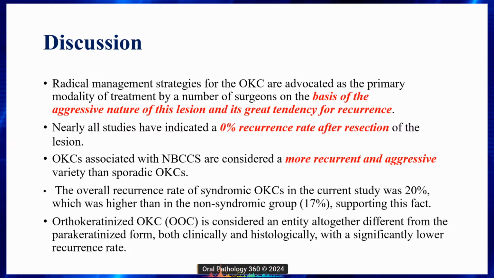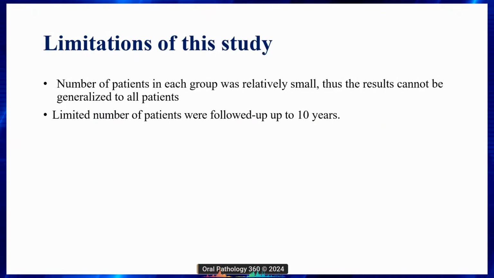Orthokeratinized odontogenic keratocyst is considered an entity which is altogether different from the parakeratinized form, both clinically and histologically, with a significantly lower recurrence rate. The limitation of our study was that the number of patients in each group was relatively small. Thus, the results cannot be generalized to all the patients. Limited number of patients were followed up to 10 years.